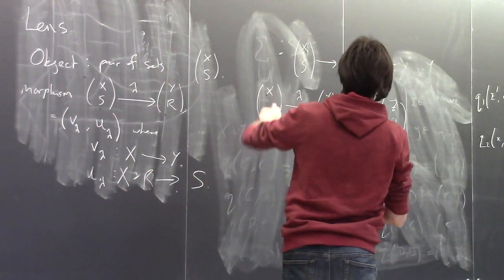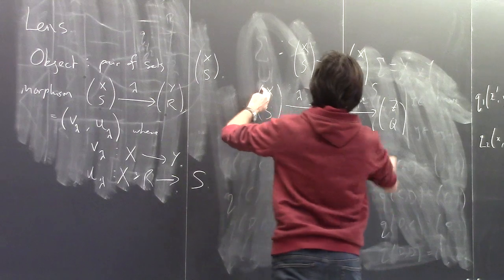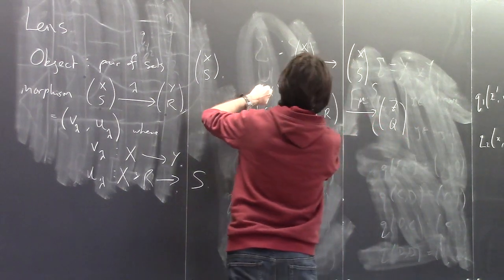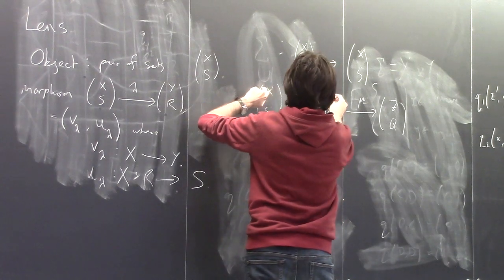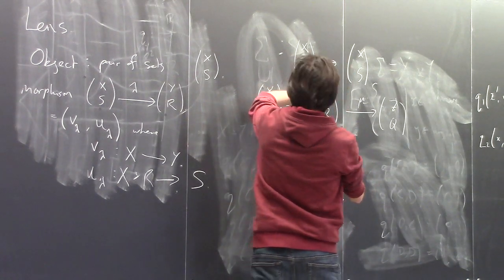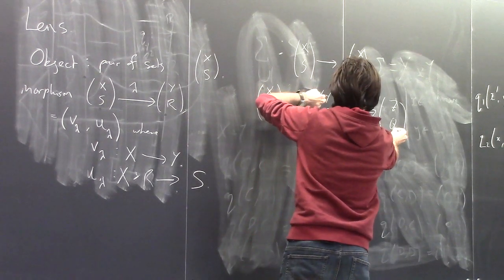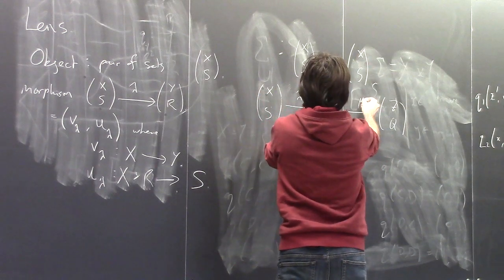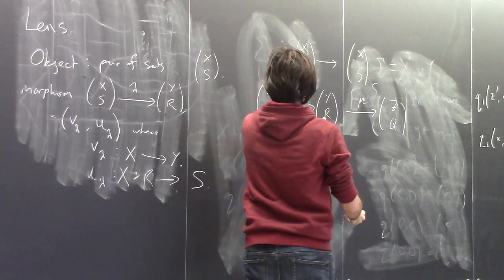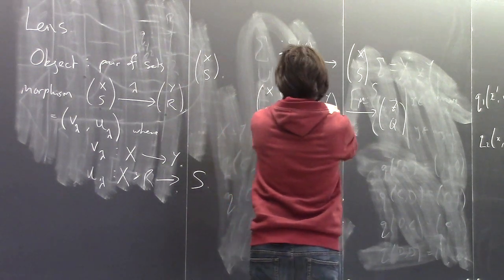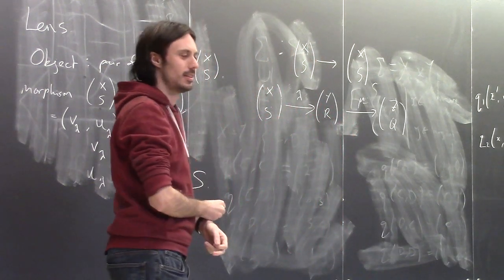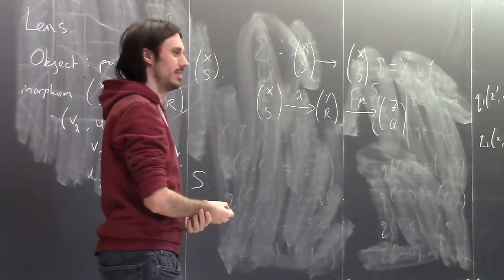Along the bottom, you have to do some fun stuff. So you're given an X and a Q, and we need an S. So how do we get an S? Well, we can hit this X with V lambda to get a Y. Now we have a Y and a Q, so we can get an R using U of mu. But we still have an X because we didn't forget about it. So using the X and the R, we can get an S. I could write that down, but I won't.